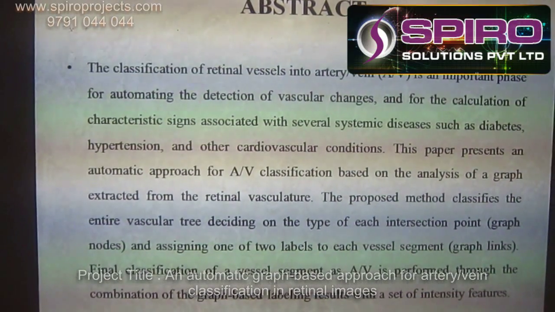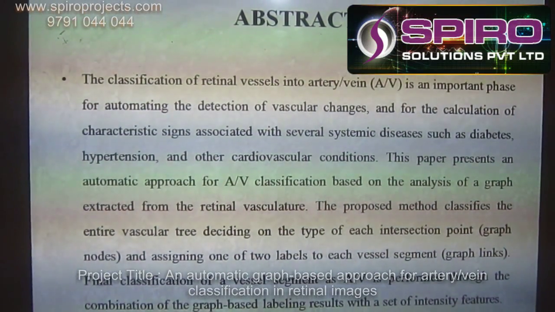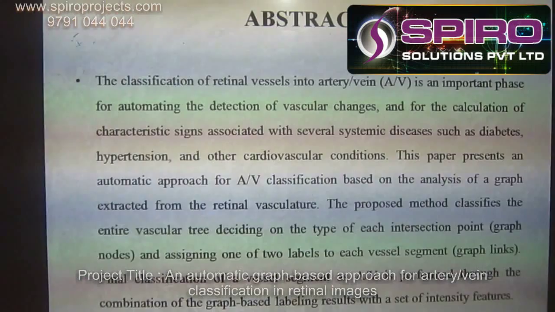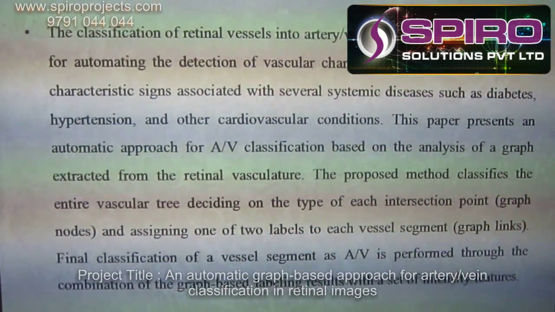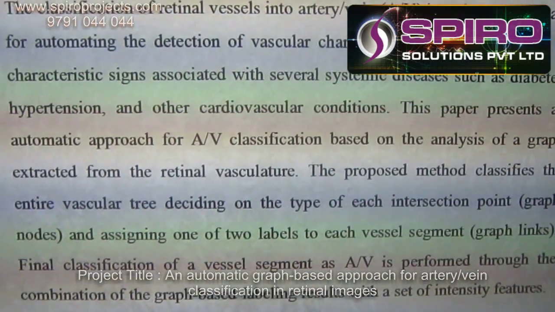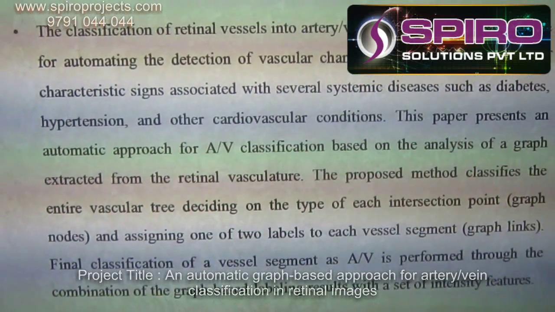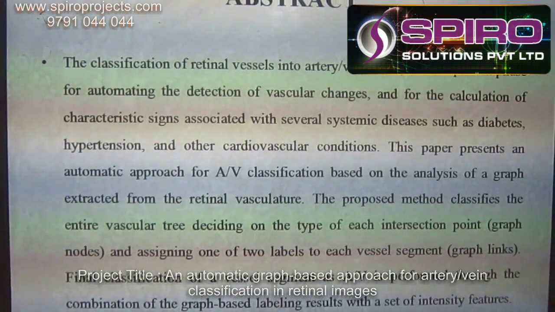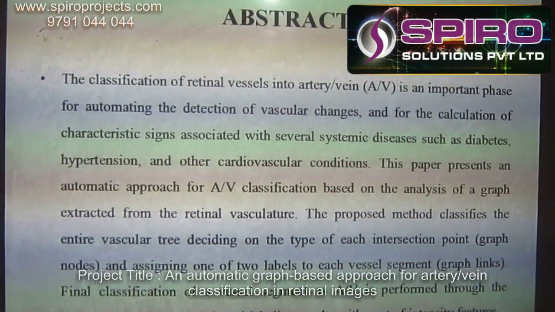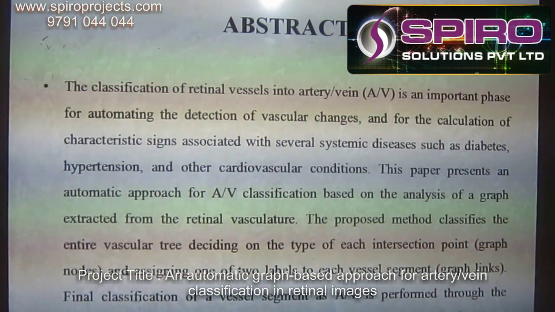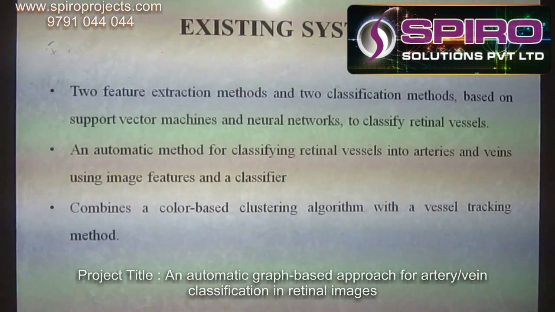The proposed method classifies the entire vascular tree, deciding the type of each insertion point and assigning one of two labels to each vessel segment. The final classification of a vessel segment as artery or vein is performed through the combination of the graph-based labeling result with a set of intensity features.